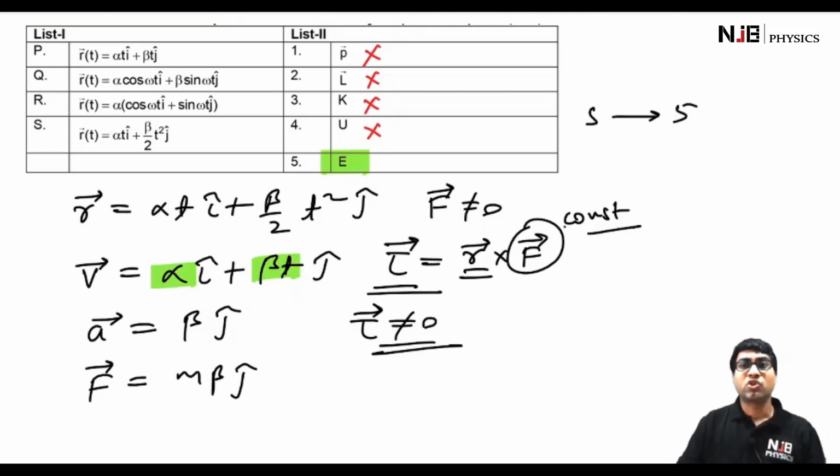So you can see that in this problem of match the column type, which looks very difficult, this problem was very easy, although a little bit lengthy. If you know the standard results, for example in case of Q it is an elliptical motion and in case of R it's a circular motion, probably you would be able to do it directly, but still you have to make calculations in order to be sure about your answers.